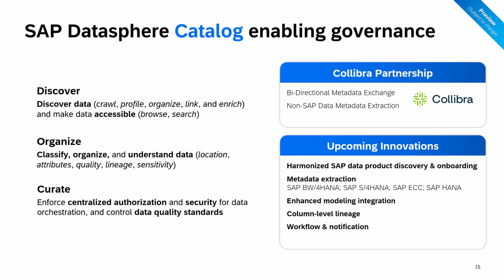So more innovations, which you also see here on the slide, are planned with the cataloging solutions: workflows, notifications, column level lineage, so really going into details of what has changed, what comes from where, and of course more enhanced modeling integration.